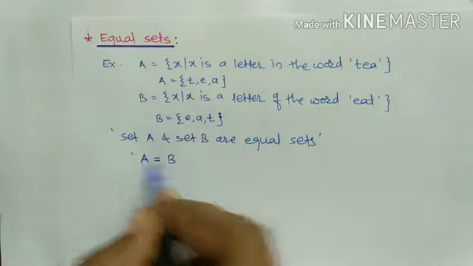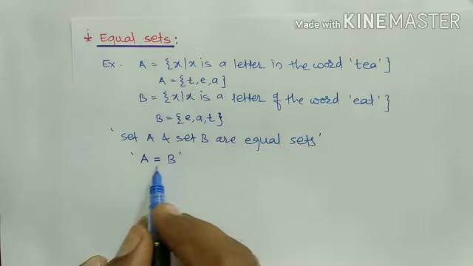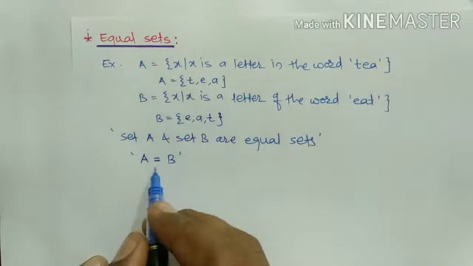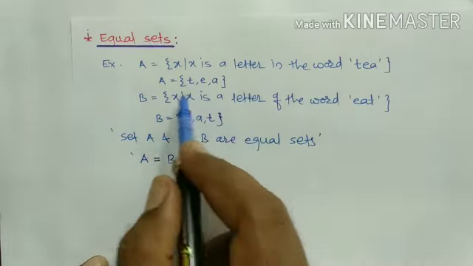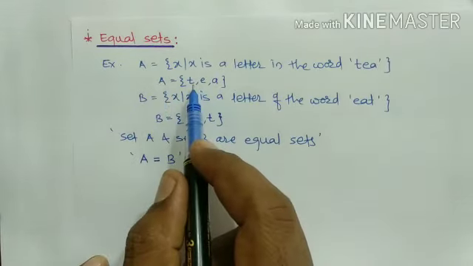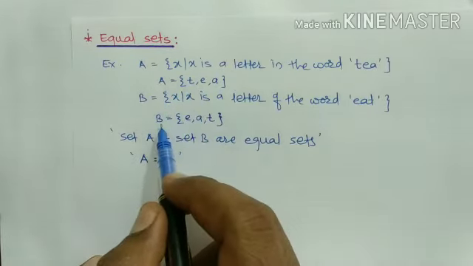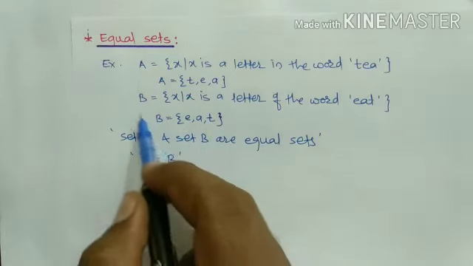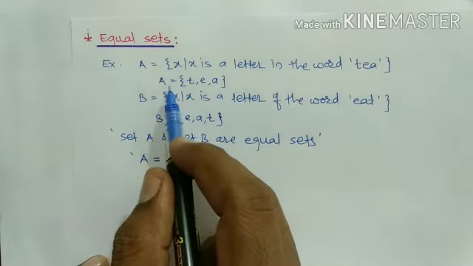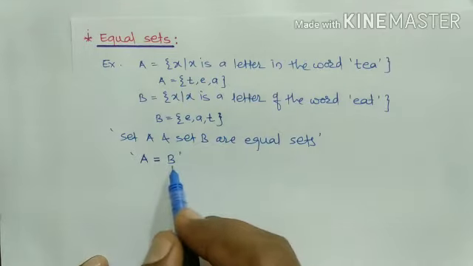ते आपण असं लिहितो. याचं मीनिंग काय? तर सेट ए अँड सेट बी आर द इक्वल सेट्स. इक्वल सेट्स कोणाला म्हणायचं? तर फॉर द गिवन टू सेट्स. आता इथे सेट ए आणि बी आपण घेतलेले आहेत. If every element of set A is also the element of set B and every element of set B is also the element of set A, then such type of sets are called equal sets.